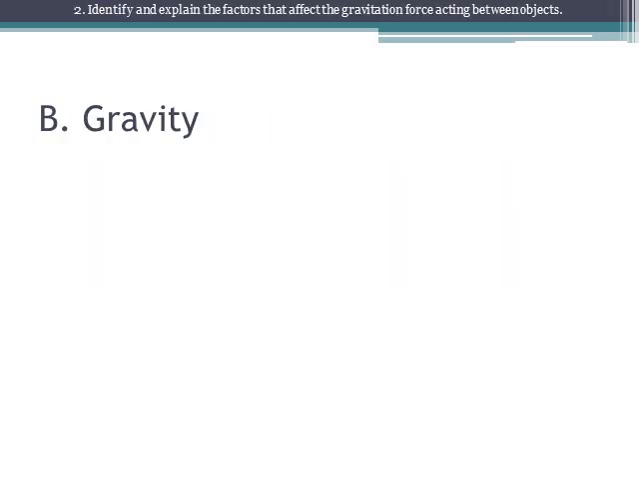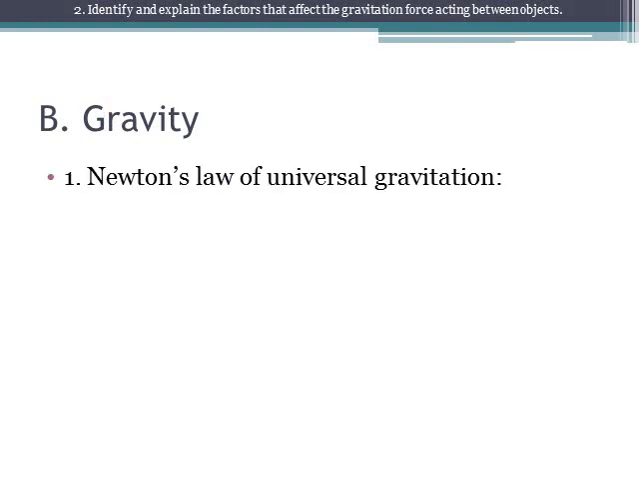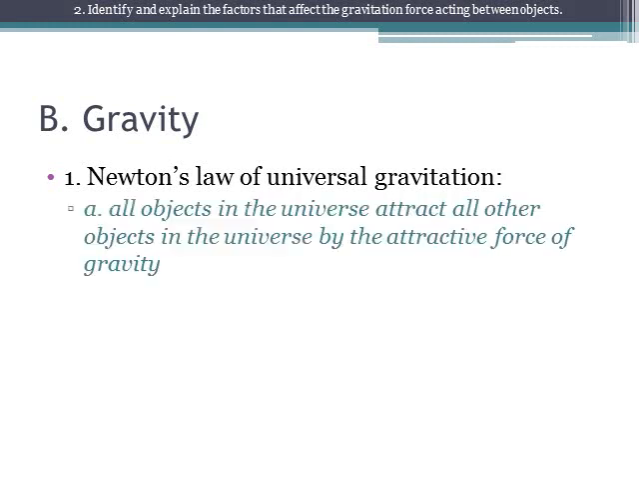So capital letter B here is gravity. What this brings up here is Newton's law of universal gravitation. Not only did Newton have his three laws of motion, with which we're very familiar, he also had this law of universal gravitation. And according to this law, it says, all objects in the universe attract all other objects in the universe by the attractive force of gravity.